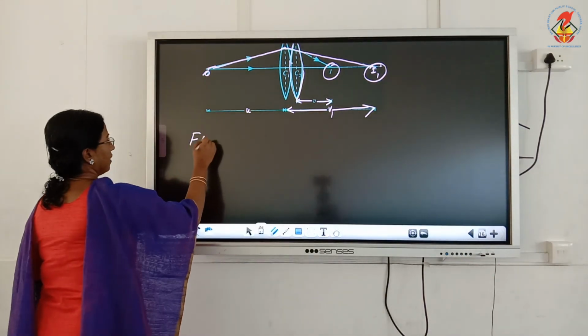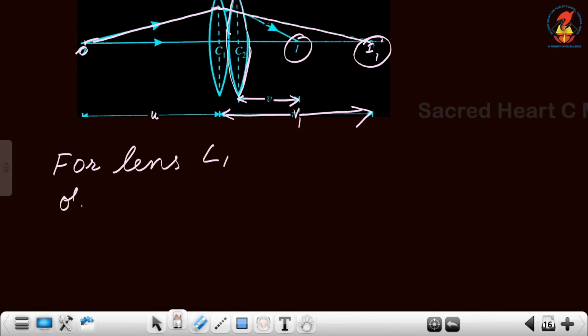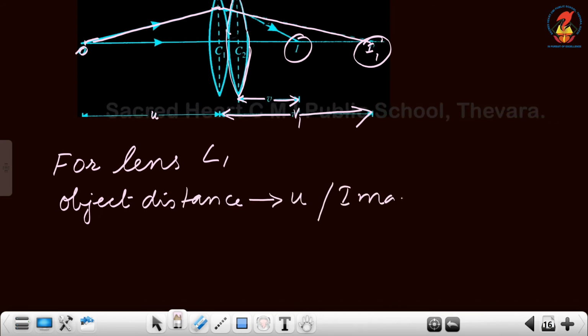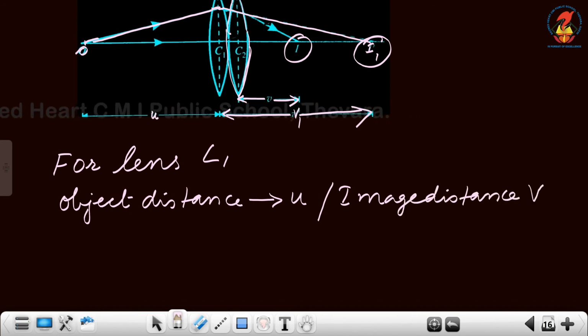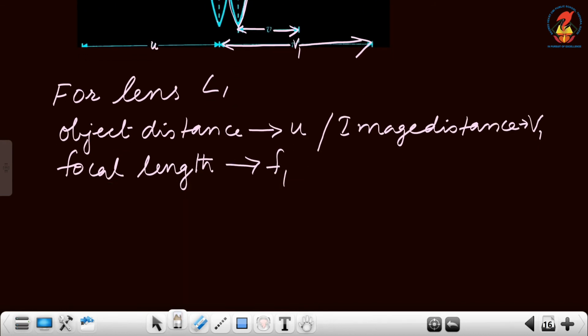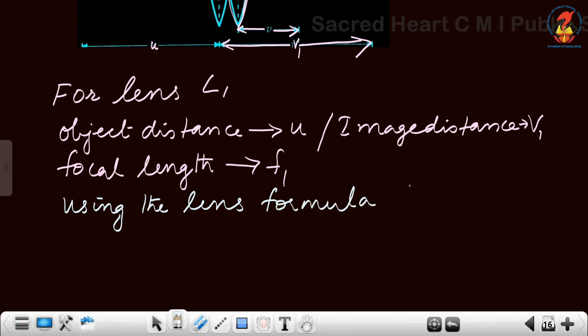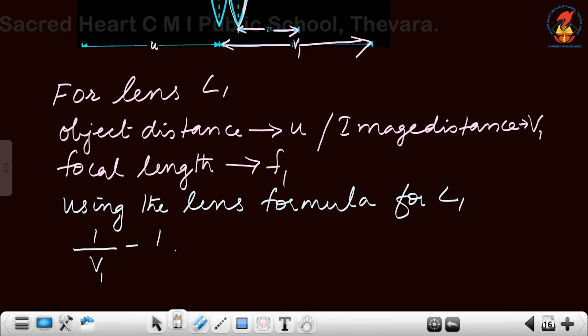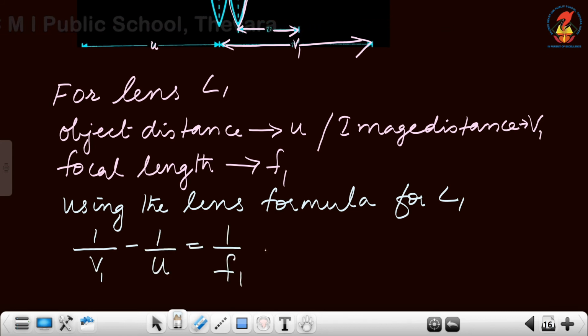So for lens L1, object distance is U and image distance is V1, and F1 is the focal length of lens L1. So using the lens formula for lens L1, we get 1 by V1 minus 1 by U is equal to 1 by F1. This is equation 1. Okay, now what is the next step?